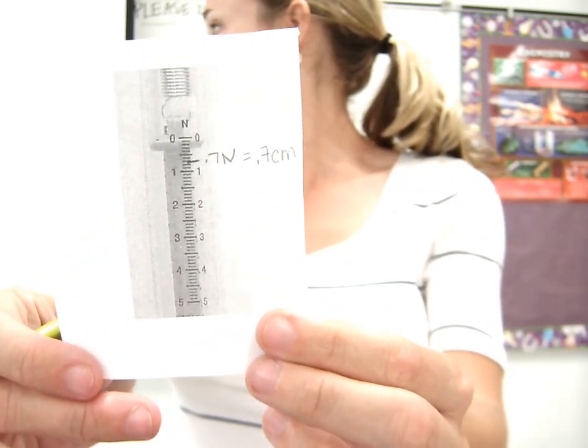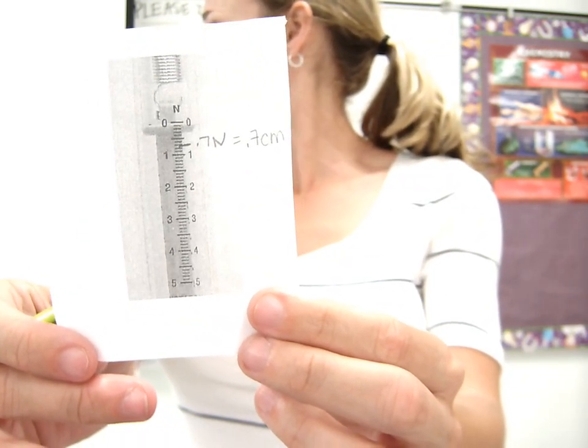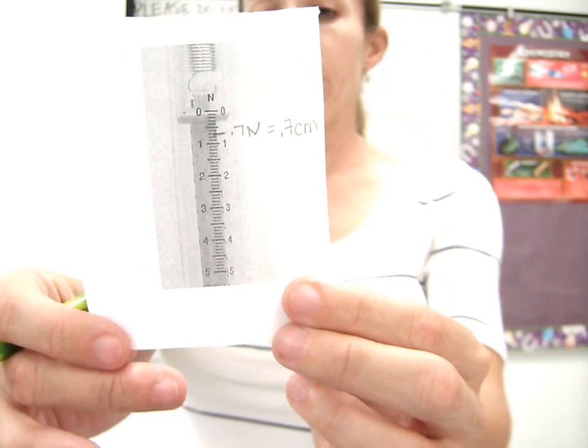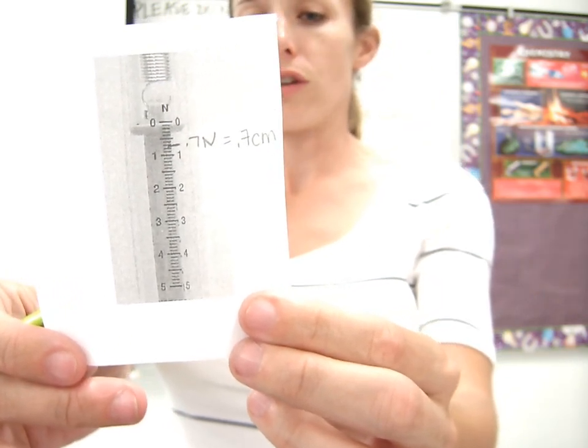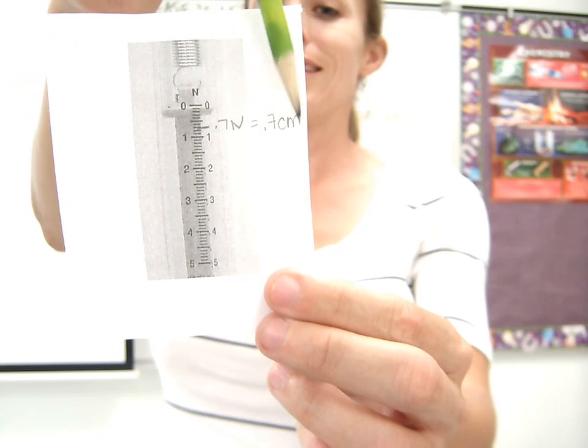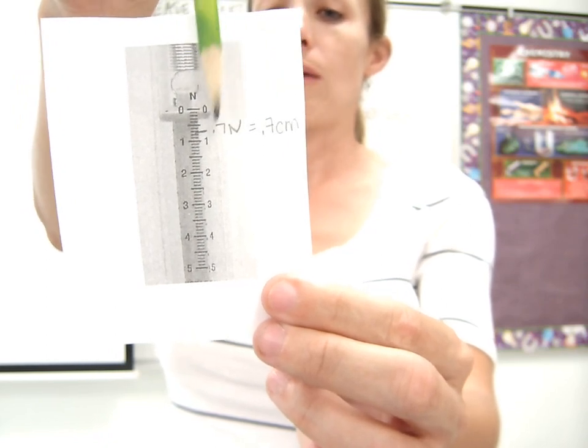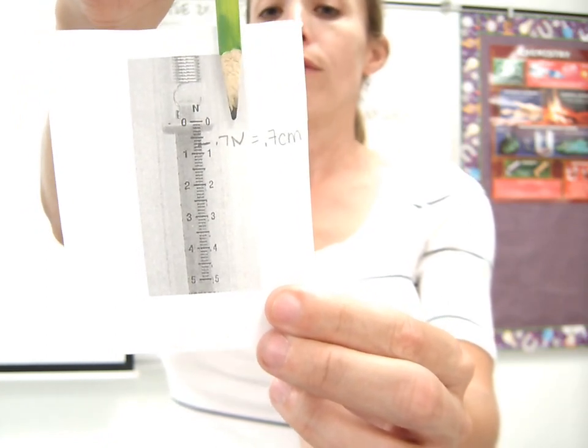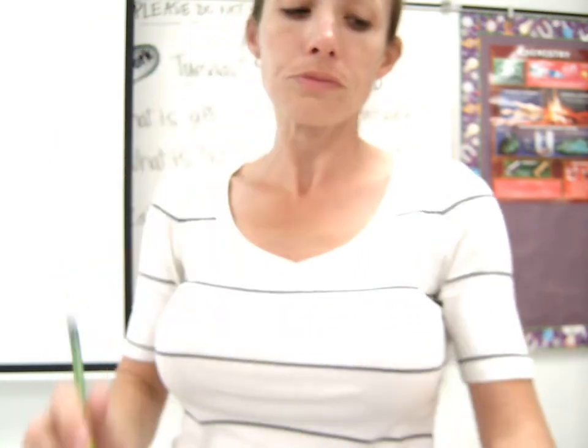So I had my students write it down like this. 0.7 newtons of force equates with 0.7 centimeters of stretch. Again, that's what we're looking for, what is this relationship? That's the whole purpose of the lab. What is this relationship between the force and the stretch?